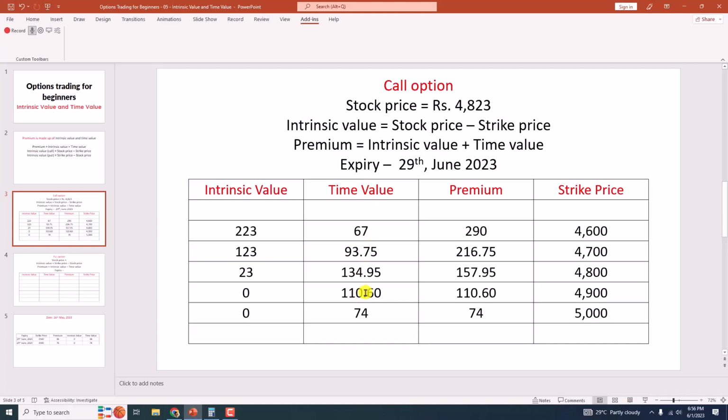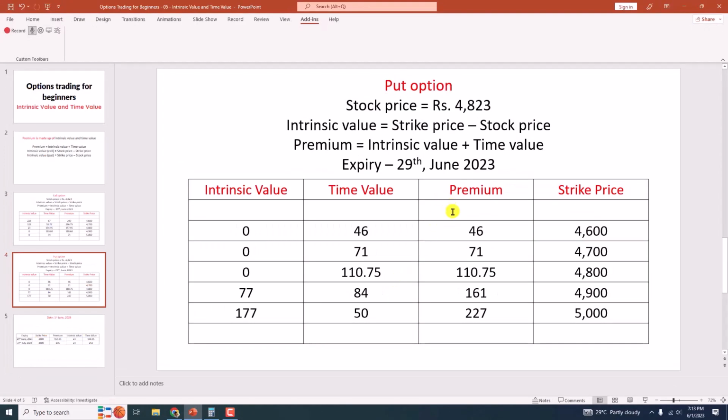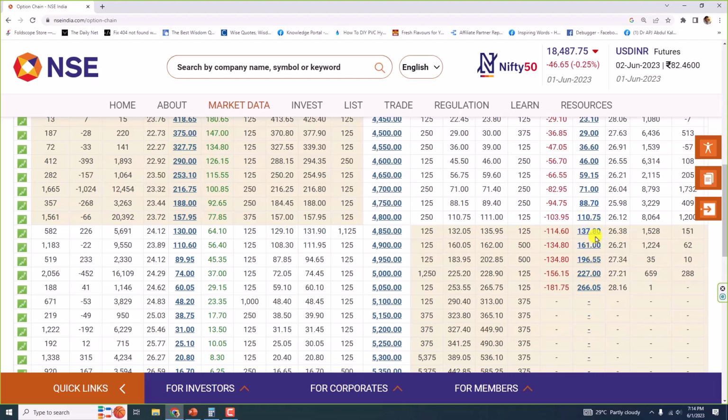Now let me proceed to put option. Alright, so now we will discuss put option. I have filled in all the details. Stock price is the same, expiry is also the same. I have copied the same strike price for this also and calculated all these details. I have taken the premium from the right side of this page.